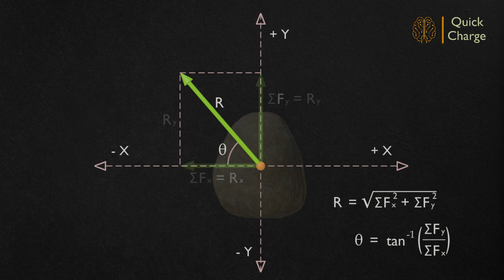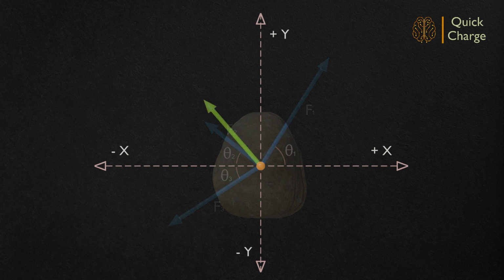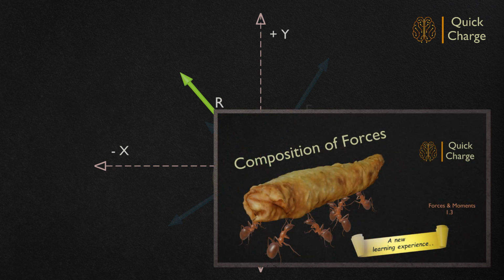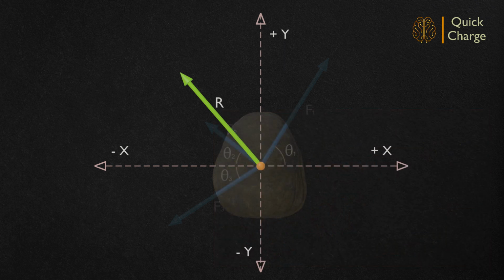For a concurrent force system, the line of action of the resultant also will be passing through the common point. And so the resultant of the concurrent system is completely defined using generalized method of composition. Before concluding, let us cross-check the result with graphical method as explained in the previous video. It can be seen that polygon law of composition yields the same resultant.